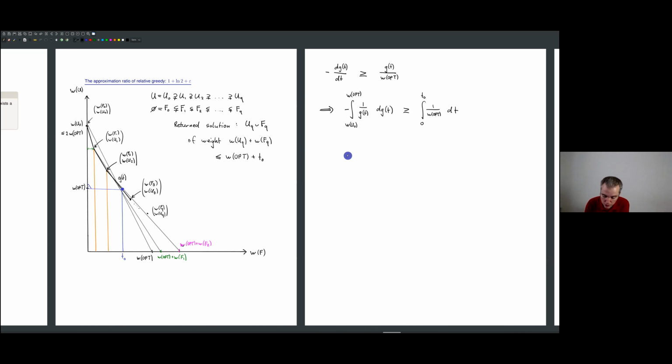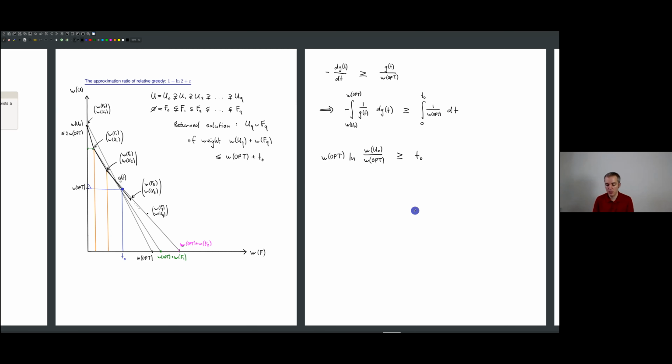Now this will lead to minus, so the minus I can pull into the logarithm, the natural logarithm of g of t. I have to plug in opt and u0, it will be W of u0 divided by W of opt. So the minus just changes the numerator and denominator. And on the other side, let me pull the W of opt to this side here. So we will get that.